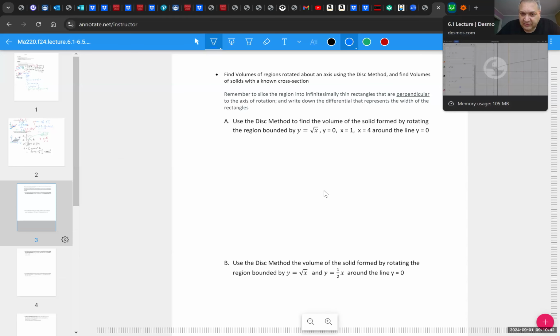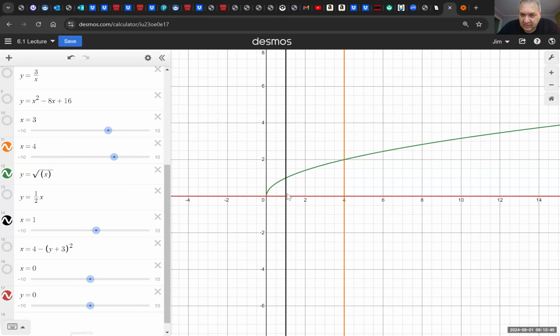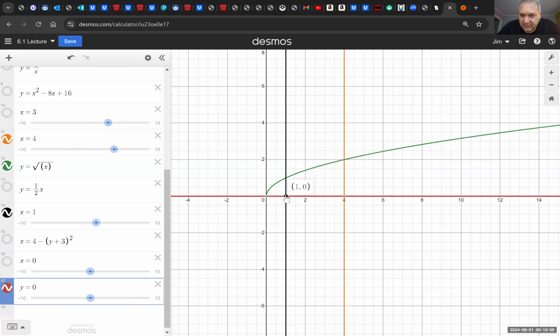The only thing bounded by all four is here: black on the left, red on the bottom, orange on the right, and green on the top. So it's this kind of shape right here. This is 1, 0. This is 1, 1. This is 4, 2, and 4, 0. So I have an idea of what that region looks like.